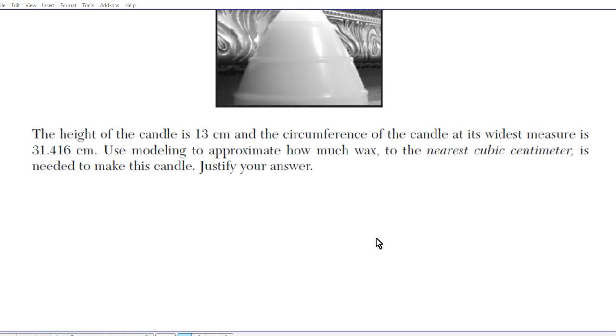Okay, so what on earth are we going to use to model this candle? We are going to use a cone. Okay, so let's write that down. We will use a cone to model the candle. Okay.